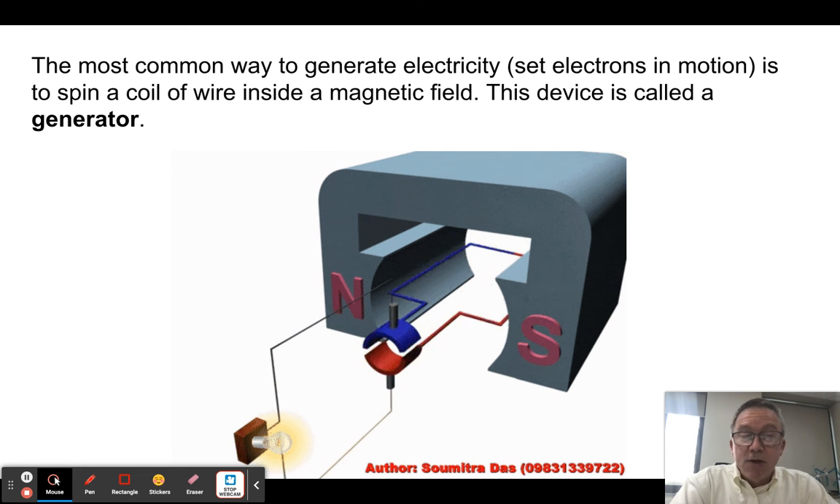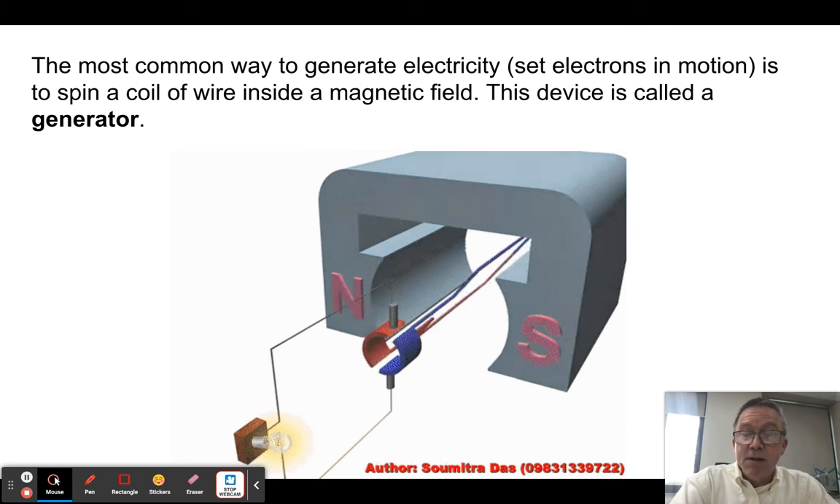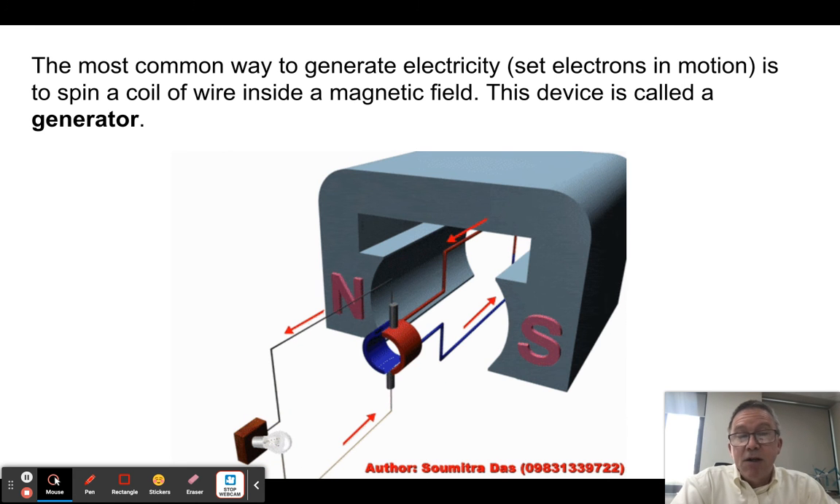You want the electrons in a wire to have energy. You want to set them in motion, right? Electrical energy is the energy of electrons moving in a wire, right? So how do you move them?